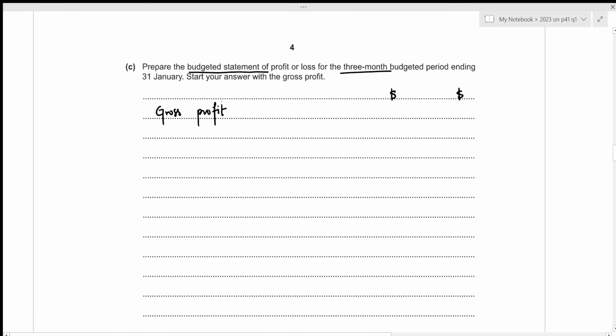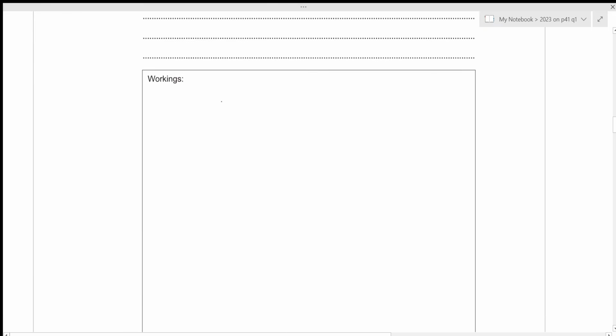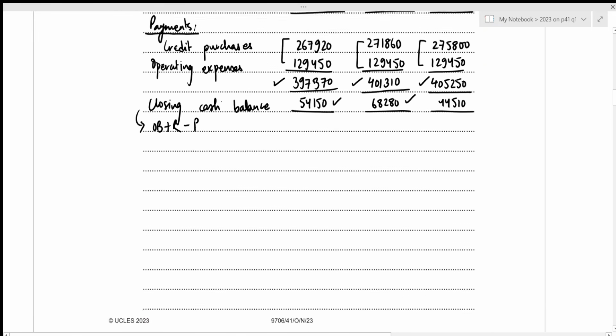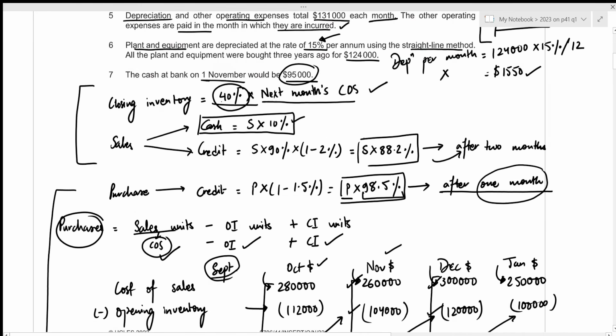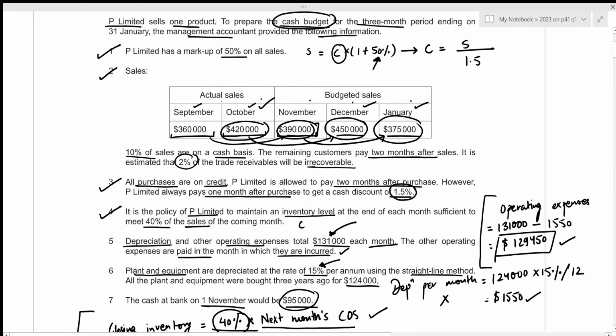So remember, gross profit is just the difference between your sales and the cost of sales. And we've already figured out our sales. It was given in the question, but we've already figured out our cost of sales as well. So it'll be easier that way to calculate our gross profit. So the first thing that we need will be the total of our sales for the months of November, December, January. So that's 390,000 plus 450,000 plus 375,000, which results in 1,215,000. That's the total of our sales.